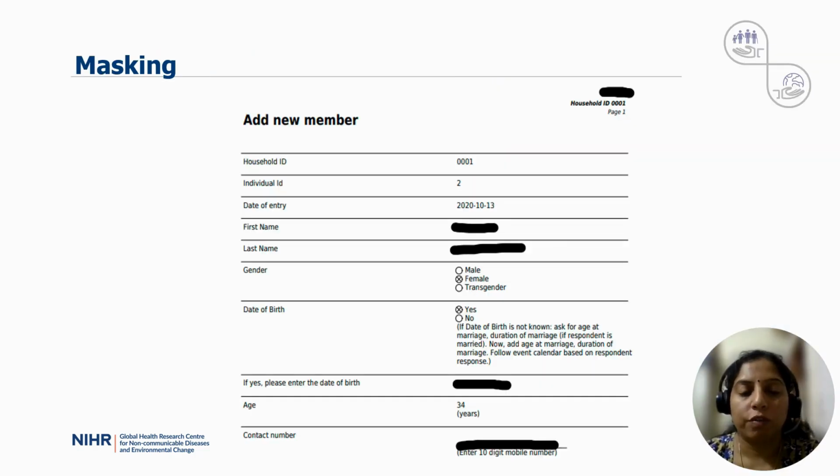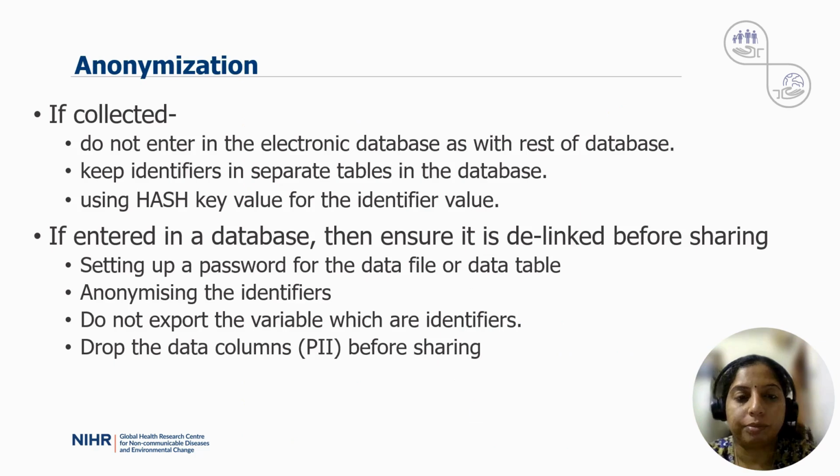Here is an example of masking. Consider this as a paper CRF where you have collected the data, and there is some personal identifying information that is collected. Now conceal it with a marker. PII should be masked for protecting the participant's privacy and confidentiality. But before concealing this with a marker, please save a scanned copy of this into the drives provided by the IT department of your organization. For longitudinal studies, it is recommended to scan the paper and save the electronic version in password protected files.